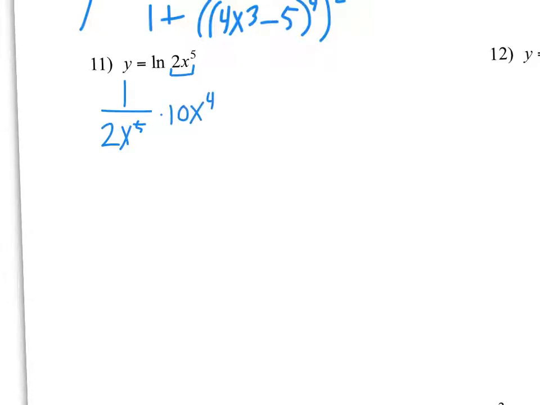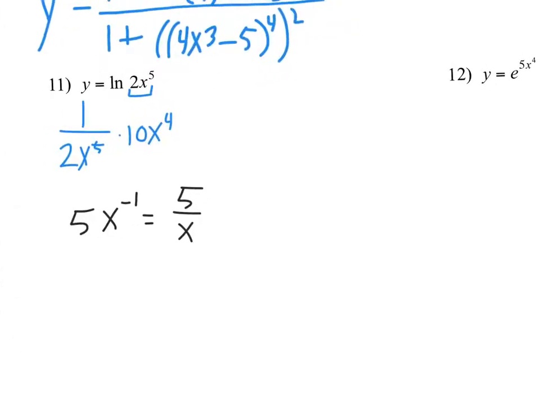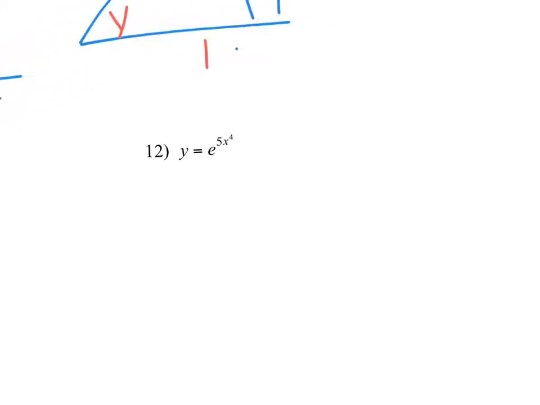The nice thing about natural log derivatives is that they can often be reduced. So when you stack this over that 2x to the 5, 10 over 2 is going to be 5. X to the 4 divided by x to the 5 is going to be x to the negative 1. So you can write this as 5 over x, which actually comes out really beautifully as a derivative of something that doesn't look so neat.